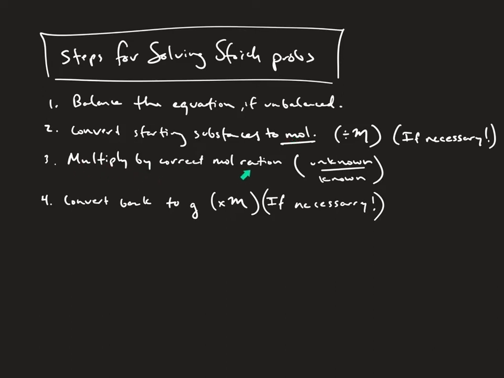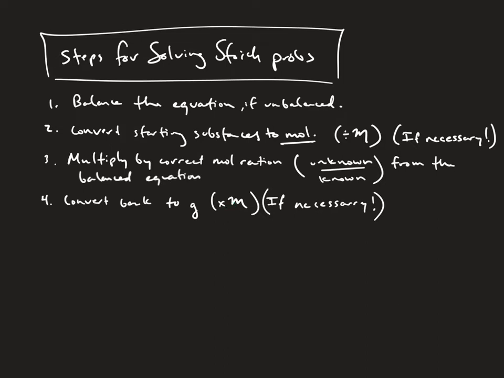Step 3, multiply by the correct mole ratio, which is what we just saw on the previous slide. It's the unknown over known, or if you want to think of it as what you are looking for over what you were given, either way. And those numbers come from the balanced equation. So then you'd be in moles of what you are looking for. And then finally, to convert it back to grams, if the problem says to give an answer in grams, you would multiply by the molar mass of that final substance.